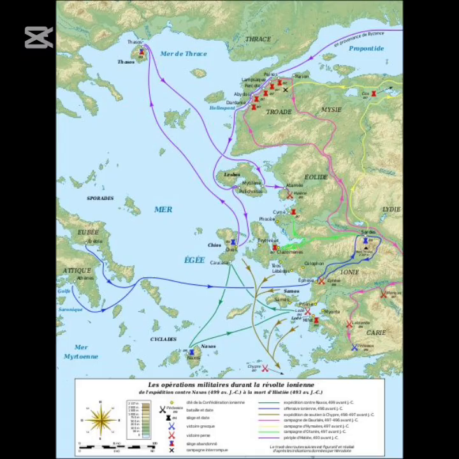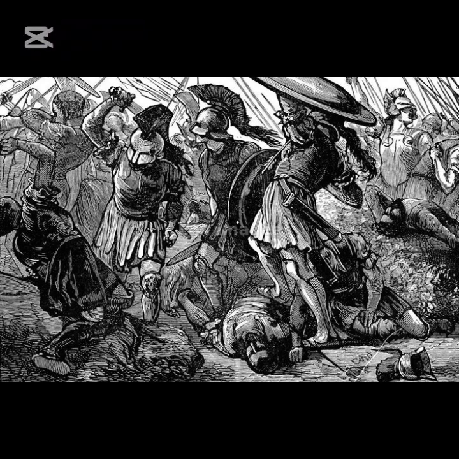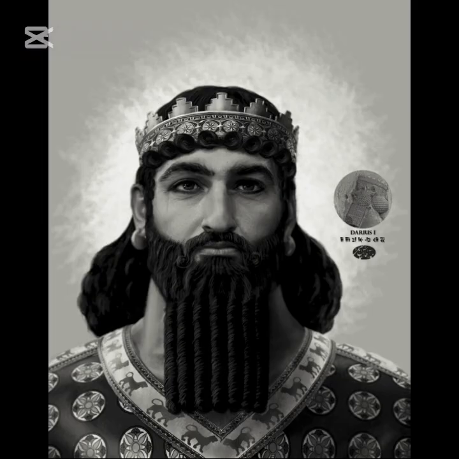The Ionian Revolt, 499 to 493 BCE. The conflict began with the Ionian Revolt, when Greek cities in Asia Minor rebelled against Persian rule. Athens supported the rebels, angering King Darius I. Although Persia crushed the revolt, Darius vowed to punish Athens for interfering in Persian affairs. This moment marked the true beginning of the Persian Wars.